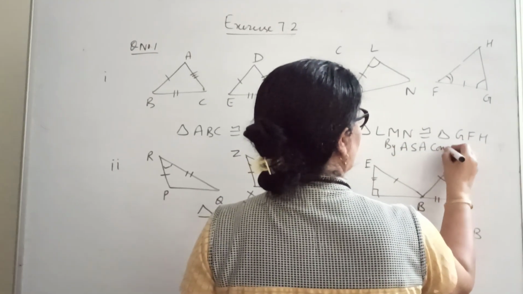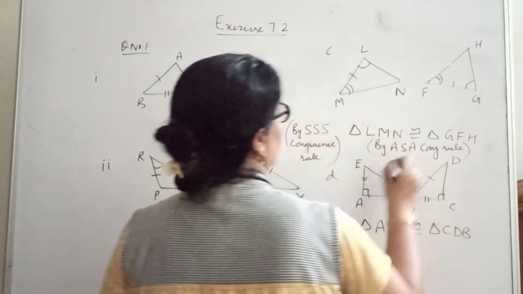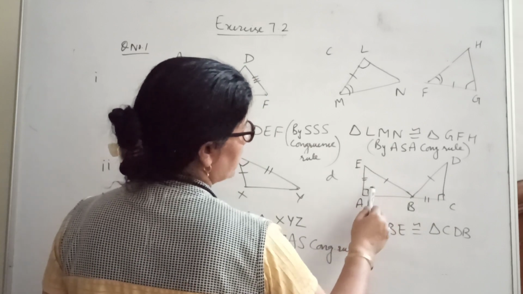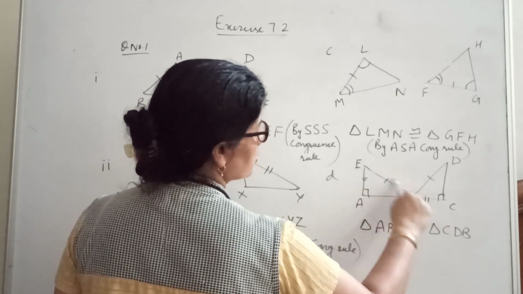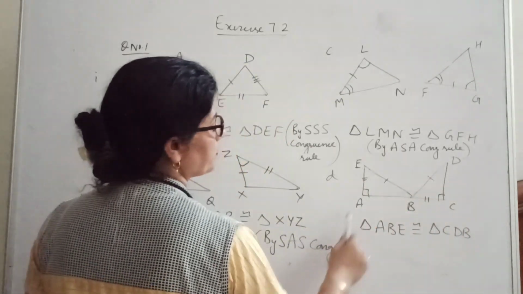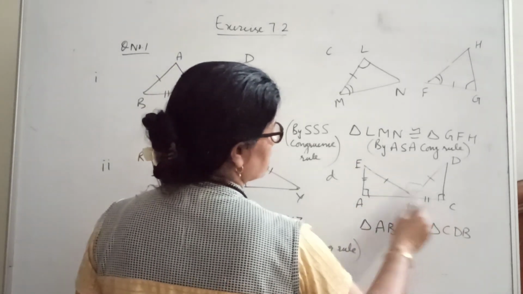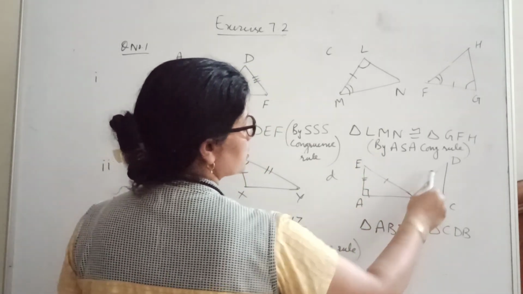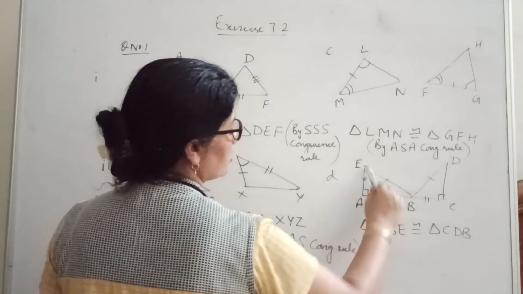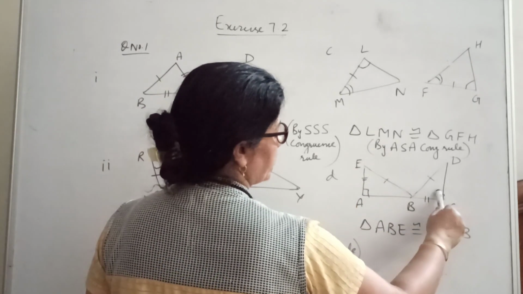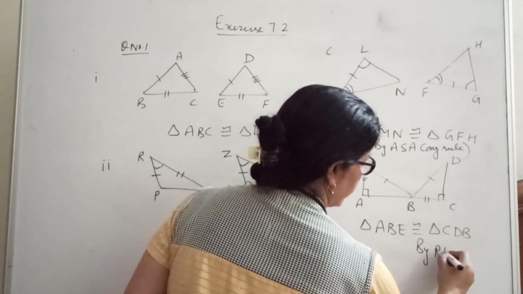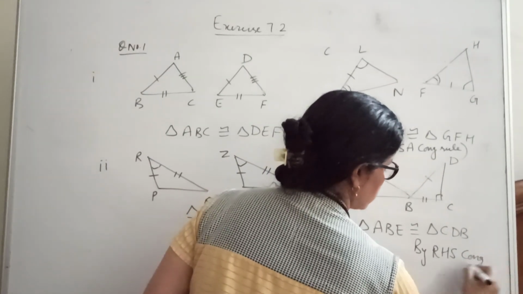And here see, both have a right angle, and the side opposite to 90 degrees is called the hypotenuse. Their hypotenuses are also equal and one side is also equal. Both have 90 degrees. So right angle, hypotenuse, side. So we will write by RHS congruence rule.